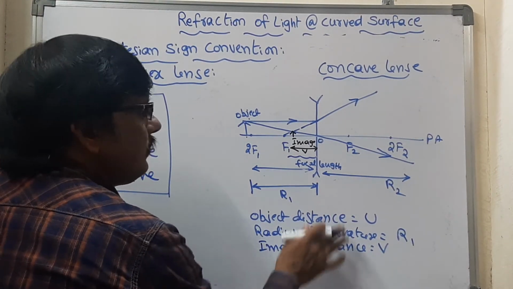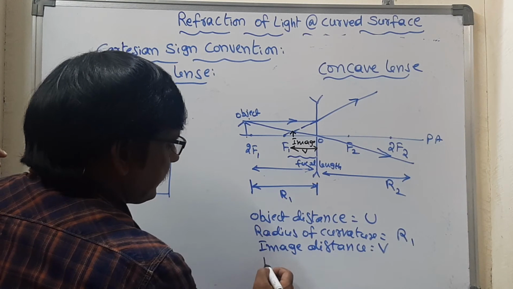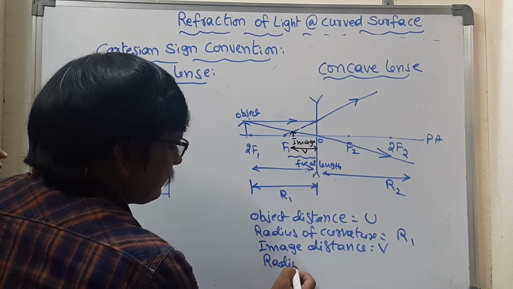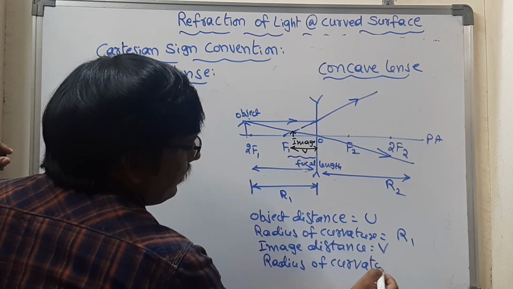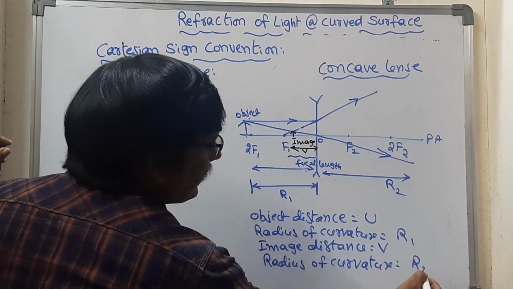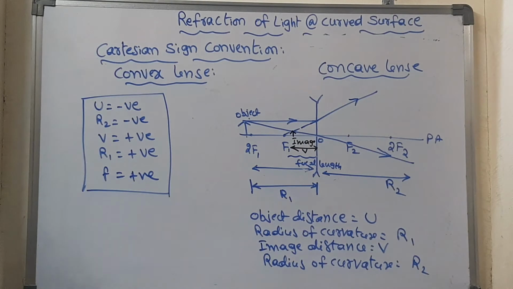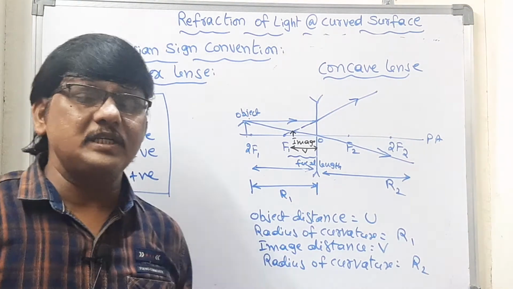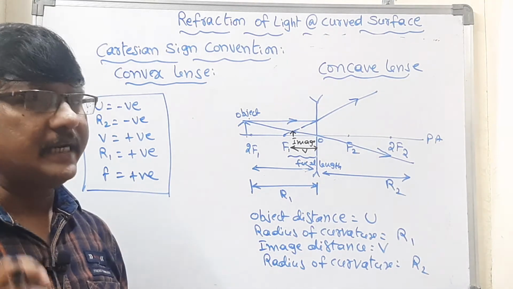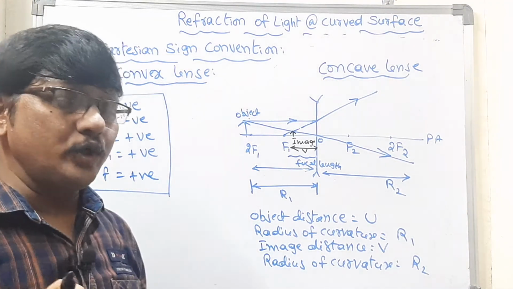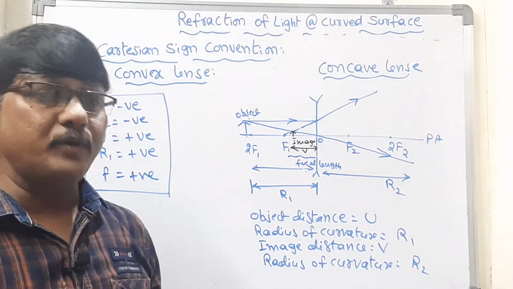And afterwards the radius of curvature, the second side is there. Radius of curvature, which side is that one? That side is R2, the right side. Now let us come to the sign convention. The same two principles, two laws, we can take. The first law is the rays have to be taken in the direction of the incident ray. The second rule is all the values have to be taken from the optic center.